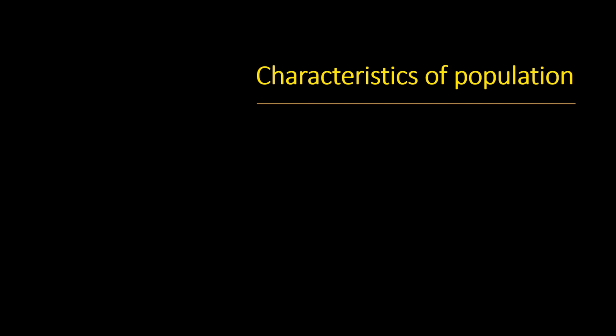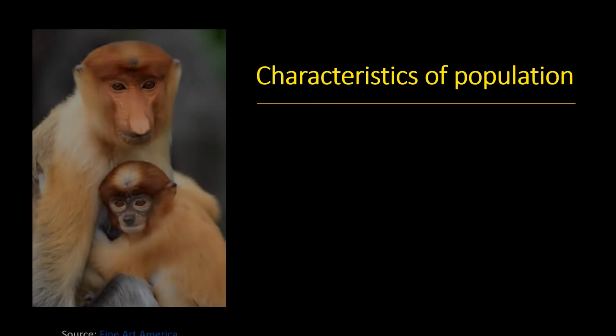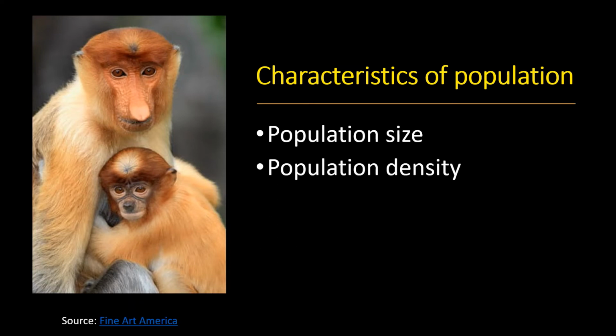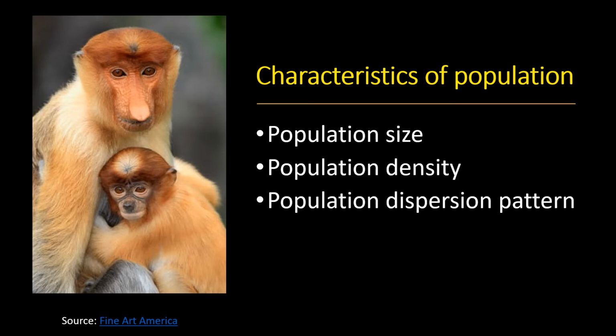Knowledge on population ecology is very important, especially for conservation purposes. If you are an ecologist and you want to conserve a threatened species, what you need to do is to assess the characteristics of the population that you want to conserve, because it will provide you with baseline data. So what are the characteristics of a population? The first characteristic is population size. Next, population density, followed by population dispersion pattern.